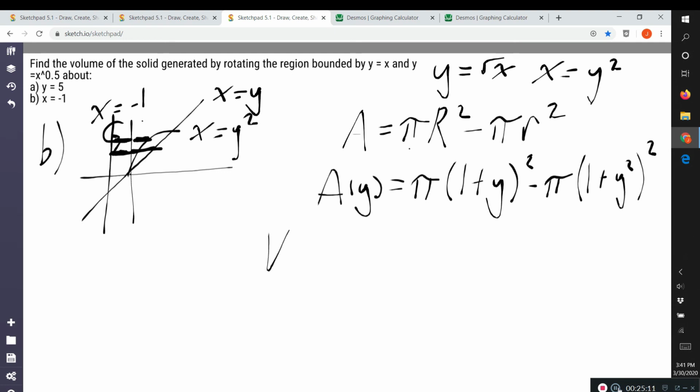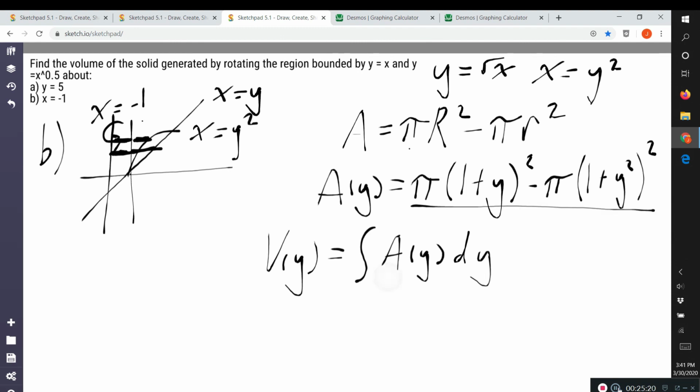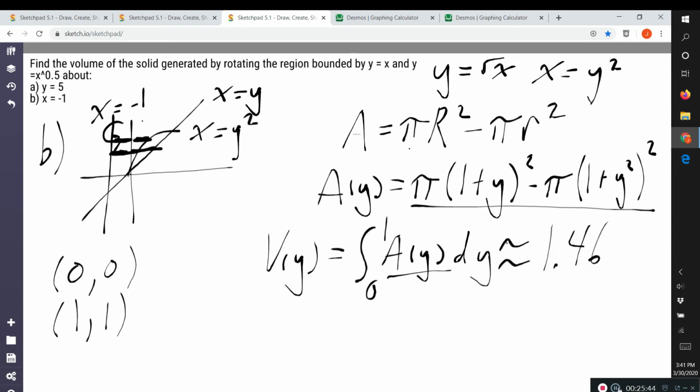Our volume in terms of y, and I'm going to use that same notation again, is the integral of our area in terms of y, dy. Again, that means all this goes in there. And our bounds are now the y bounds. Luckily for us, these points that intersected were 0, 0, and 1, 1. So even if you mixed up your x and y bounds, you'd still get it right. But it's 0 to 1. And again, we'll get a small volume because this is a very small region. 1.466.